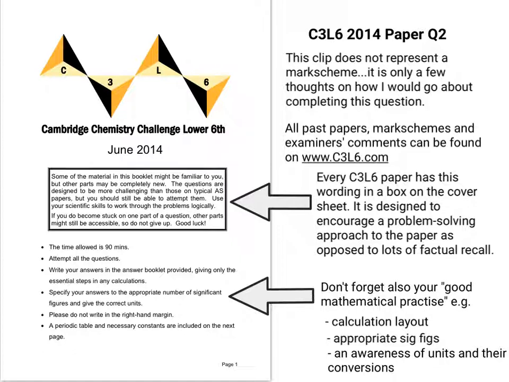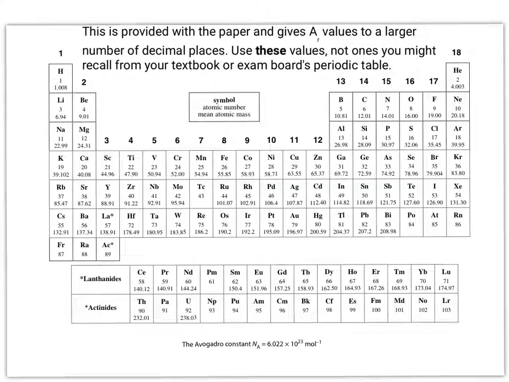Okay, there's one more thing to have a think about before we get cracking with the question. This periodic table comes with the paper, and you might notice that some of the Ar values, the relative atomic mass values, have a larger number of decimal places. You need to use these values, not ones that you might have remembered from your A-level textbook or your exam board's periodic table. Calculations in the actual paper will expect you to use these values.